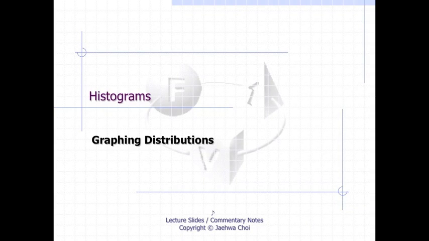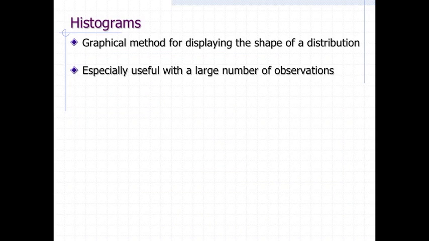Histograms. A histogram is a graphical method for displaying the shape of a distribution. It is particularly useful when there are a large number of observations.